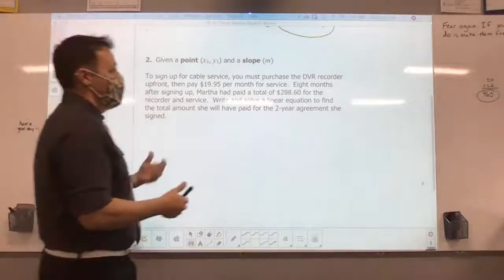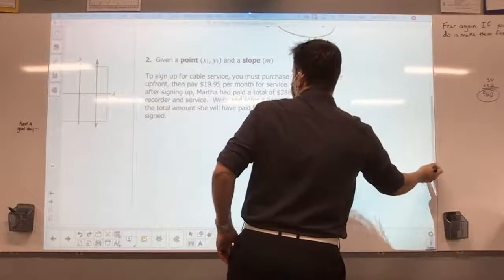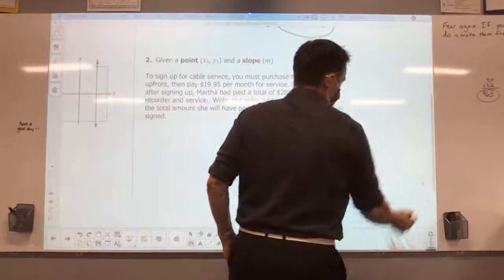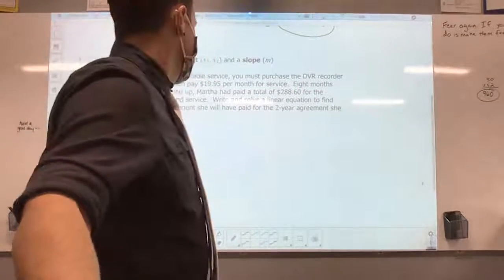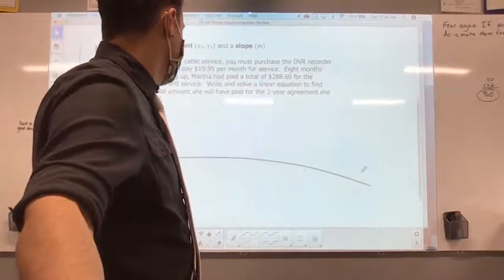All right, so now we have another one. Given a point and a slope. This is a little bit more difficult of an equation, but it's relatively simple to set up, okay?